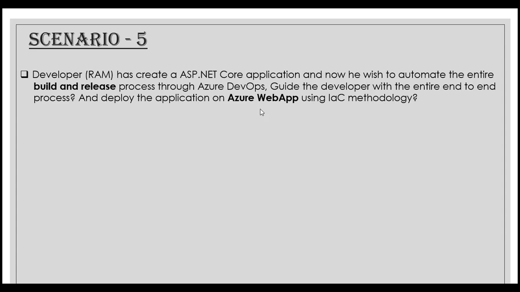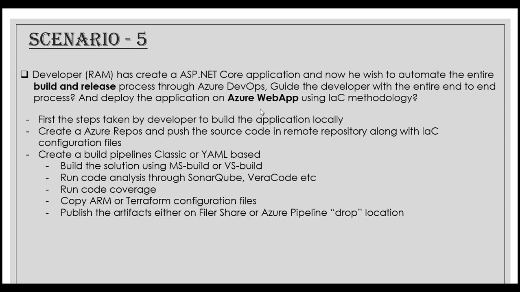So guys, we have multiple questions in this scenario. There is a developer called Ram, very much new to DevOps. He reaches out to a DevOps engineer and asks how do we automate the entire build and release process? The other requirement is we need to deploy this on Azure Web App, and we need to use infrastructure as a code methodology. Over here you can use ARM templates or Terraform, whichever you are comfortable with. So let's guide the developer on what exactly needs to be done.